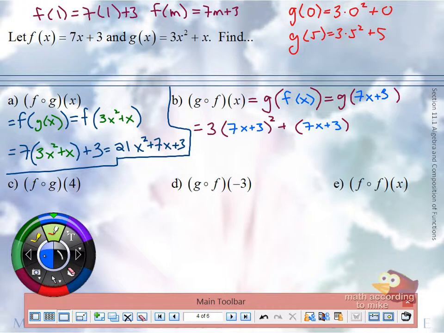So you're just following the pattern: 3 times something squared plus that something. All right, now it's just stuff you've done millions of times before. You're going to FOIL out that 7x plus 3. You're going to distribute a 3 through after that, and then you're going to tag along the 7x plus 3. If you would, do it to it.